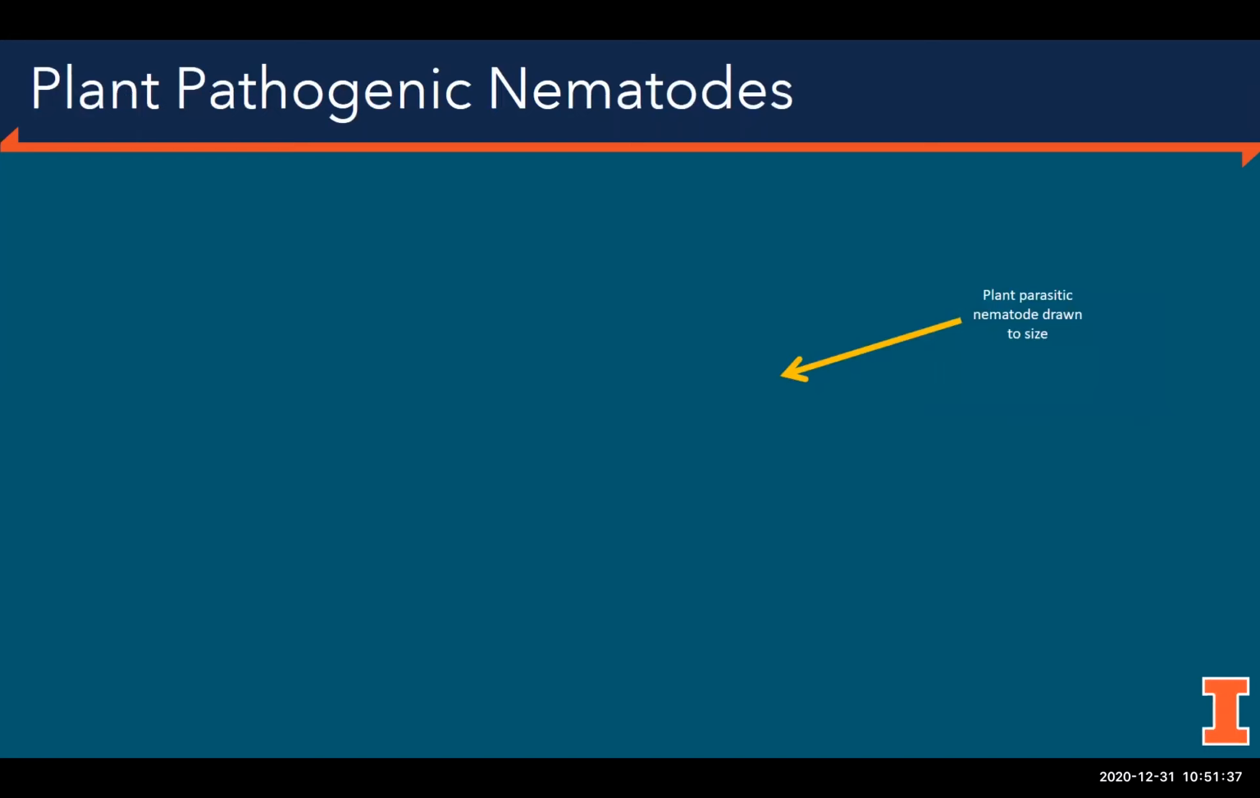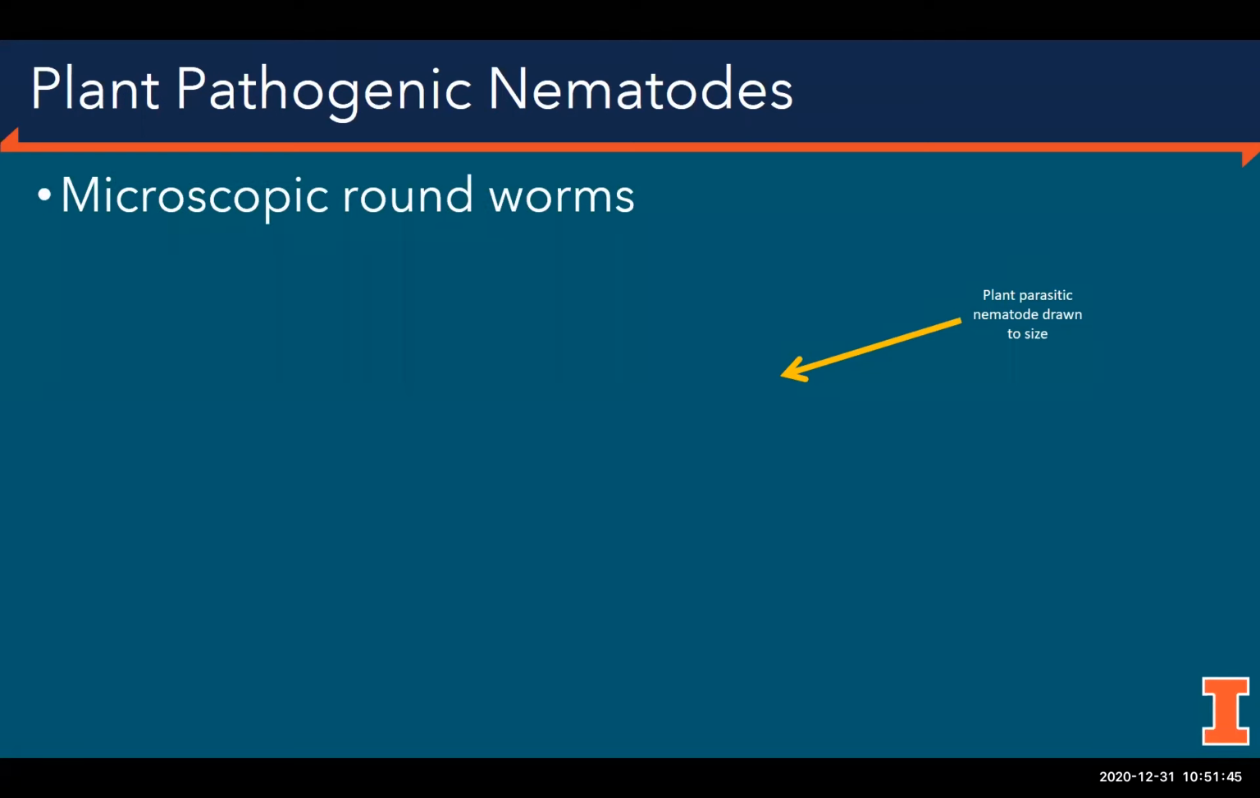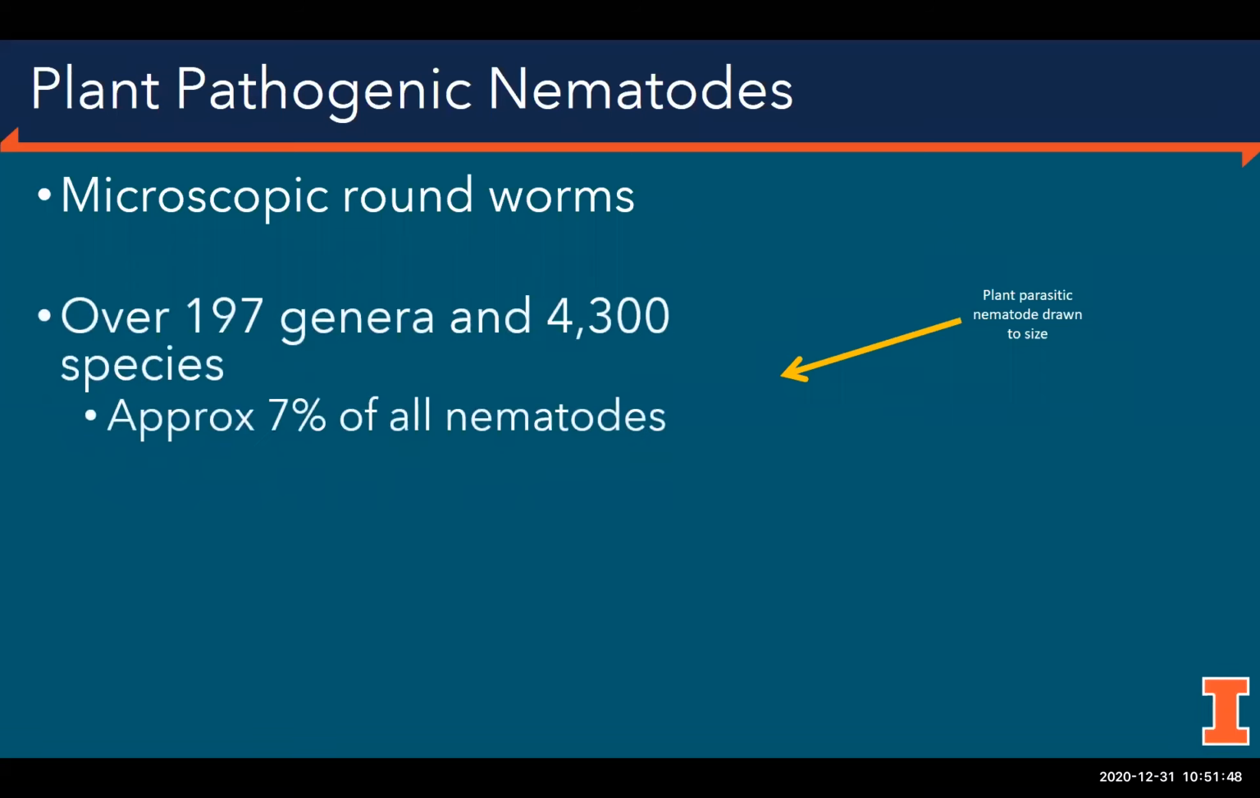So plant pathogenic nematodes, those are the ones we're interested in, and these are microscopic roundworms, so they're very small. With a few exceptions, you won't be able to see these with your naked eye. There's about 197 genera, 4,300 species of plant pathogenic nematodes. That's across all sorts of different plants, not just field crops, but that's only about 7% of all nematodes that we know of. So it's a relatively small amount of nematodes that are actually pathogenic on plants. That's important to keep in mind when we're talking about managing these, because a lot of these nematodes have beneficial properties as well.